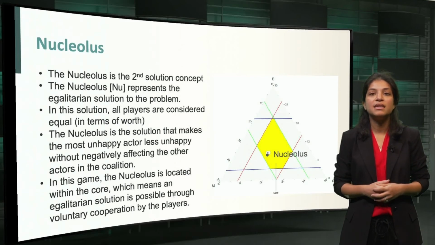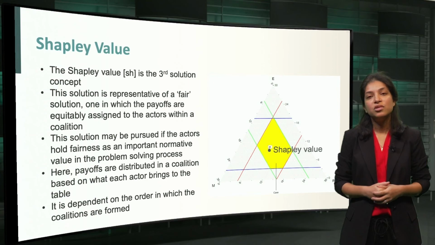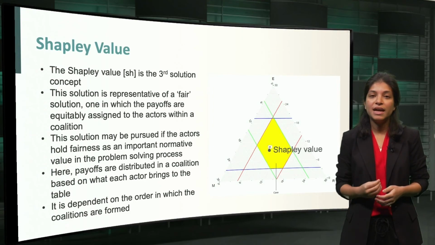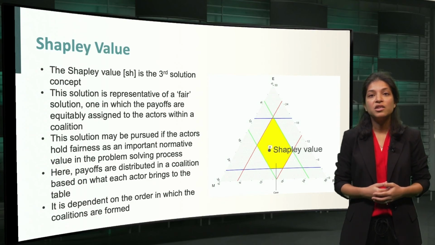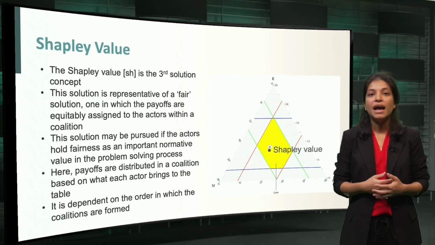If the nucleolus fell outside the core, this would mean an egalitarian solution is not possible without incentivizing the actors. The Shapley value is the third solution concept. This solution is representative of a fair solution. This solution may be pursued if the actors hold fairness as an important normative value in the problem-solving process. Here, payoffs are distributed in a coalition based on what each actor brings to the table and how the coalition is formed.